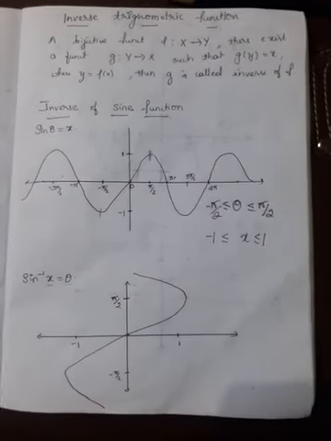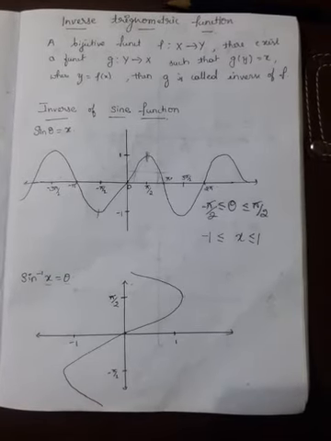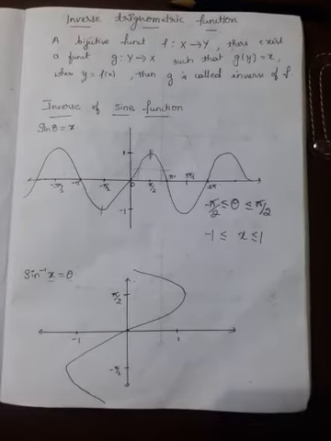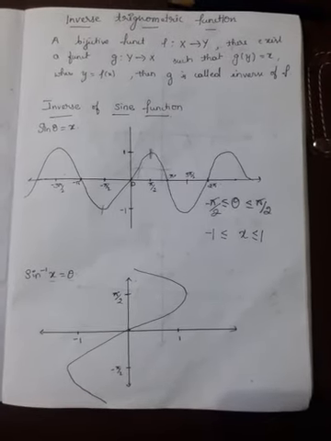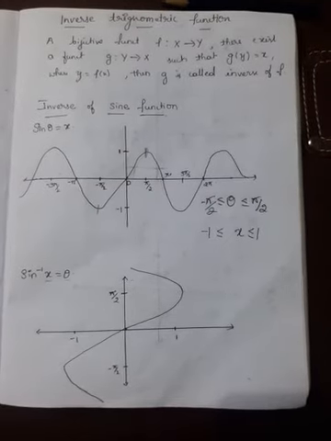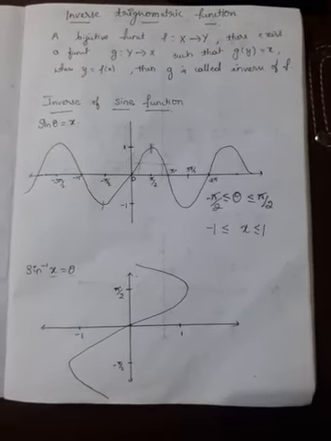The next chapter is inverse trigonometric functions. You know the definition of an inverse function: for a bijective function f from X to Y, bijective means it is both one-one and onto. There exists a function g from Y to X such that g of y equals x, where y equals f of x. Then g is called the inverse of f.